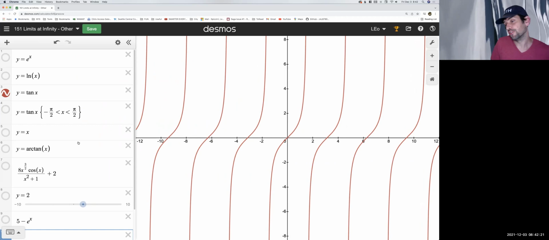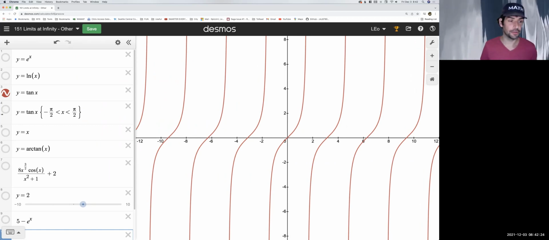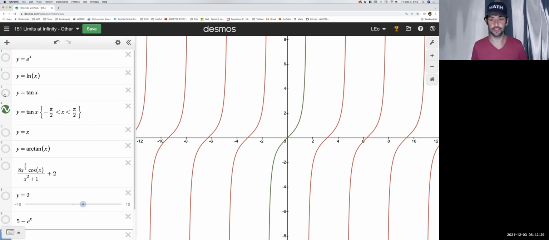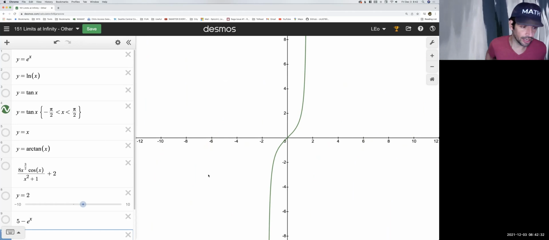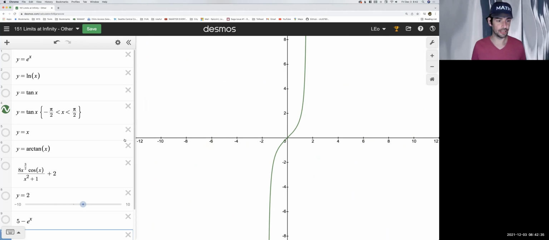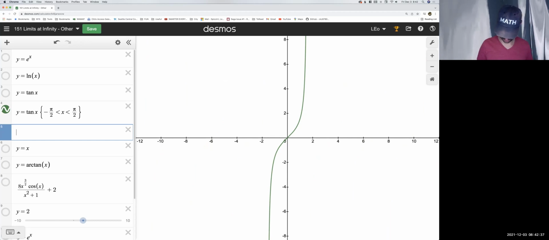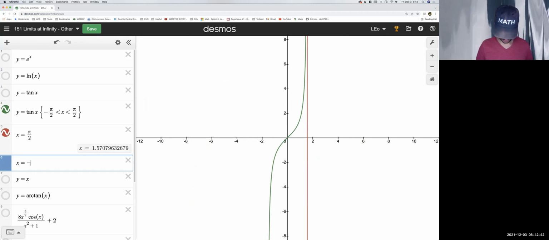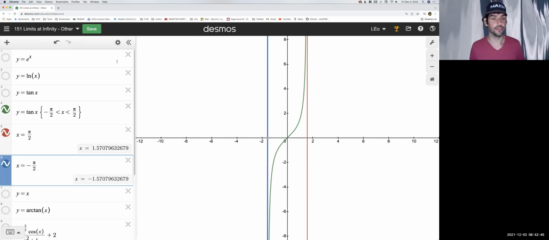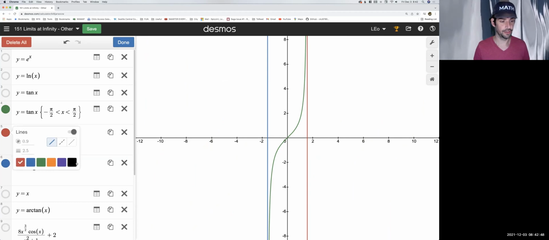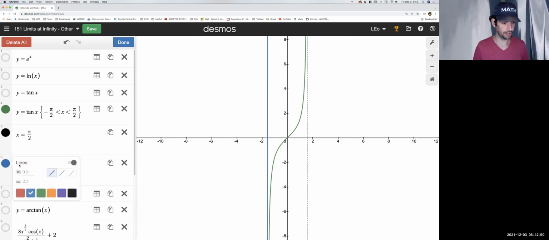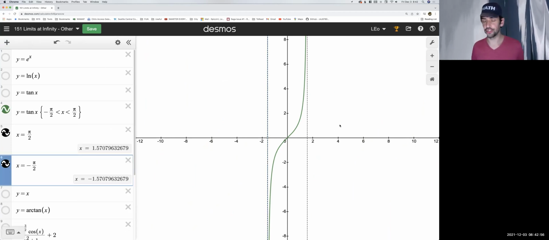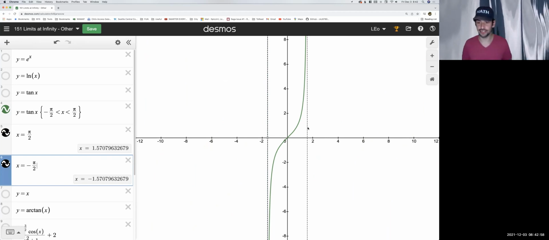So this function doesn't have an inverse unless we restrict it to a particular domain, and the domain we pick is this one in the middle between pi over 2 and negative pi over 2, right? So let's put in those lines. So here's our two vertical asymptotes. One is at x equals pi over 2. One is at x equals negative pi over 2. So there's those two asymptotes. I like to make them a little smaller and dotted. Okay, so there's our two asymptotes with our tangent in the middle.